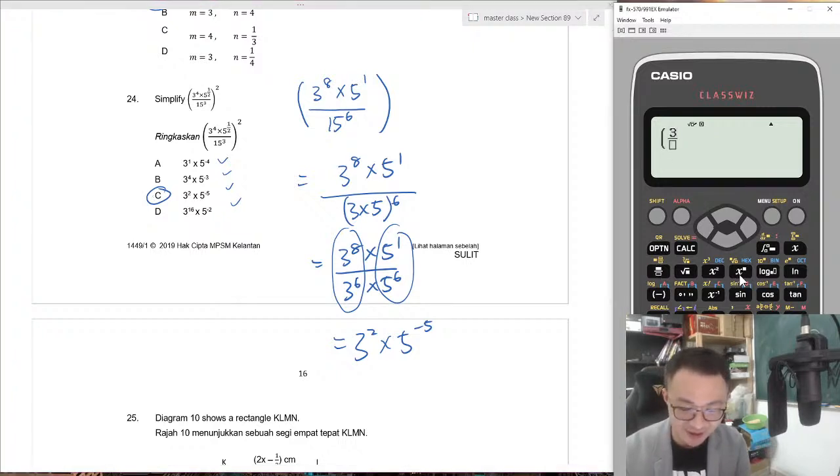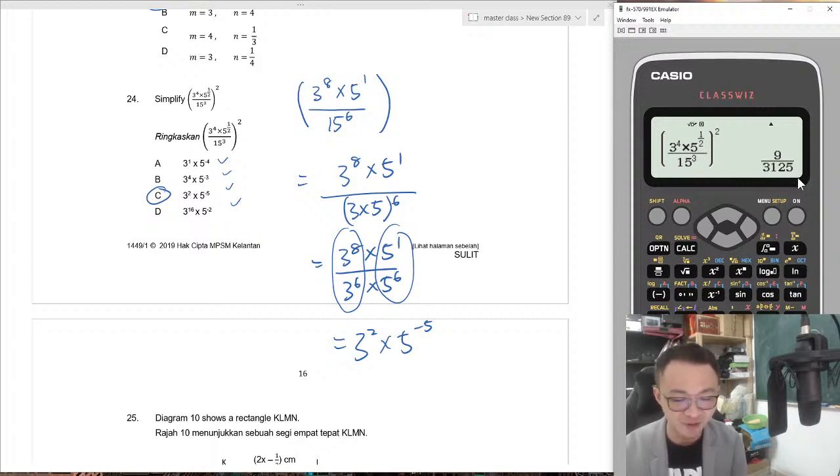So I just key in everything here, times 5 power of 1 over 2, and then over 15 power of 3, and then the whole thing squared. Alright, then is 9, which is 3 power of 2. 3125, I believe is 5 power of 5. Yeah, which is correct.